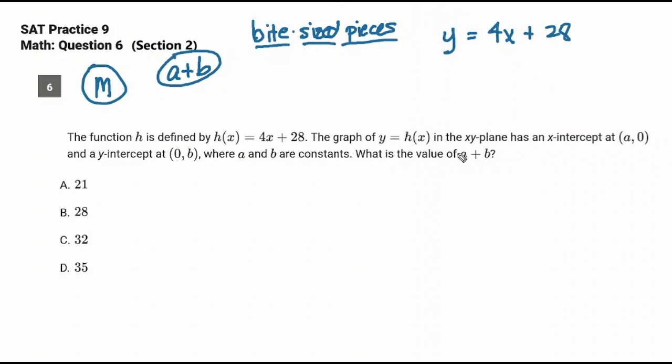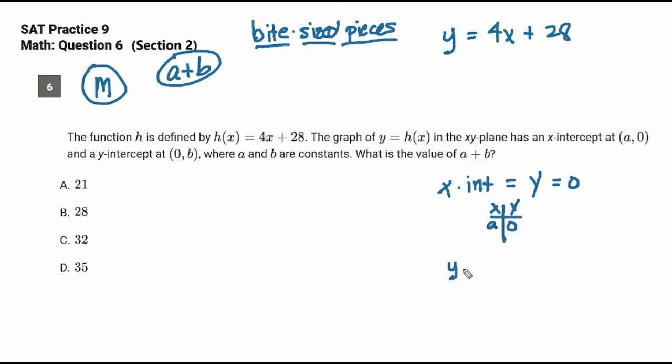Alright, the graph in the xy plane has an x-intercept at (a, 0). So let's just consider that part. What's important about the x-intercept? There's one thing and one thing only. It's that y equals 0. So if you think about it for a second, you're on the xy plane, right? So you've got an x and a y. It's (a, 0), right? Y is 0. So x is going to be the same thing as a.